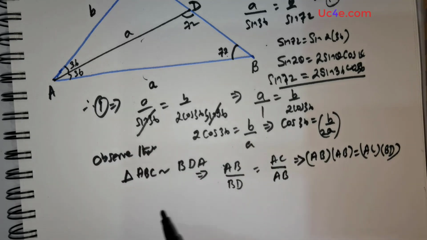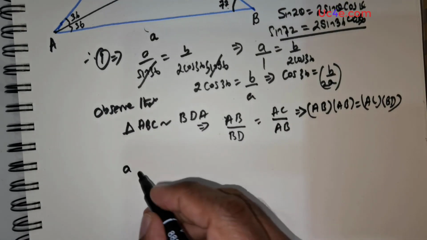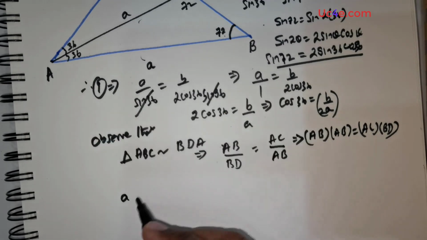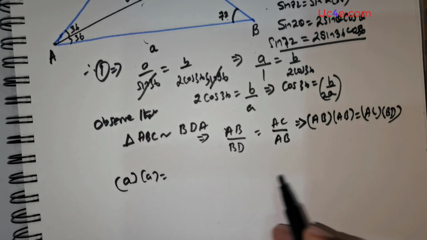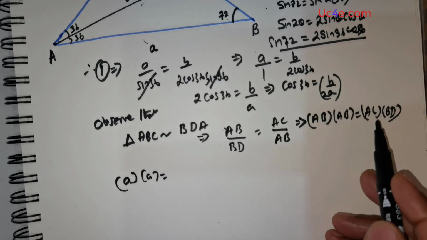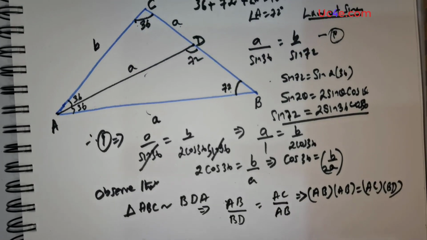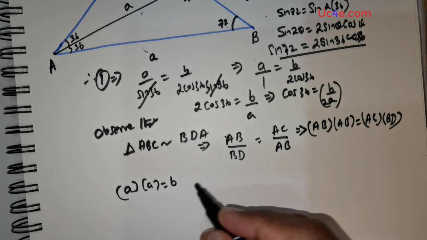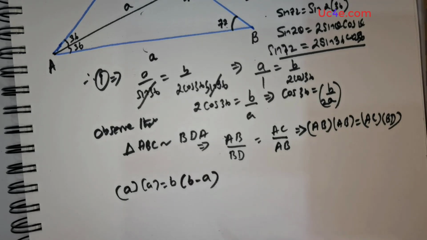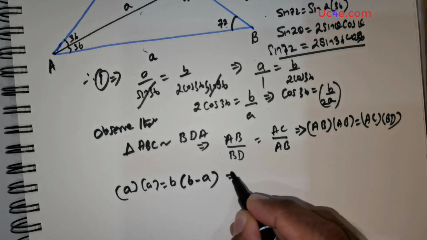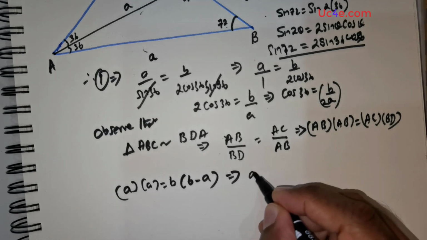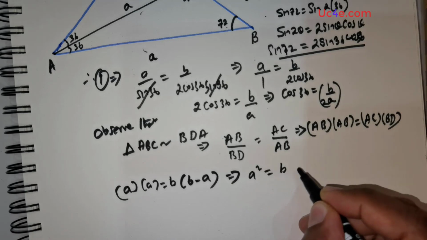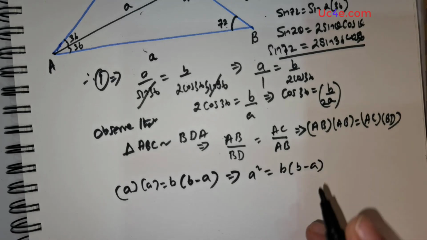Now what is AB? AB is A, so you got A there. A multiplied with A is equal to AC. AC is equal to B, we are taking it as B, and BD, we need to get the value for BD. So that's going to be B minus A. So this can be rewritten as A squared is equal to B times of B minus A.